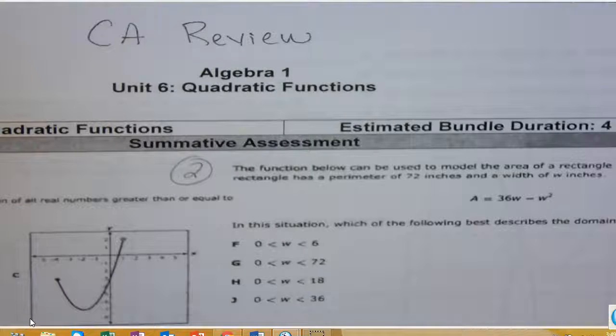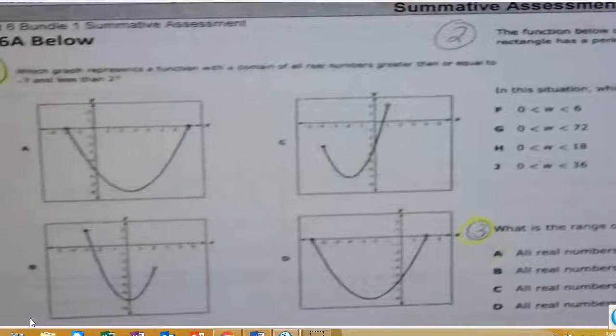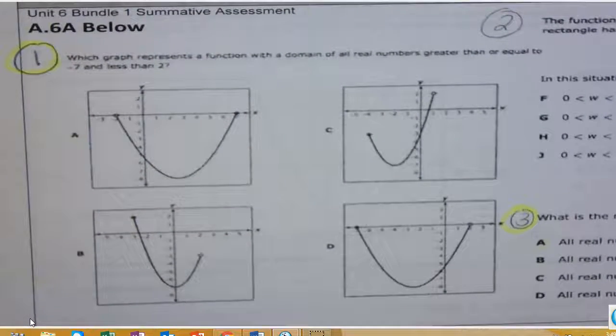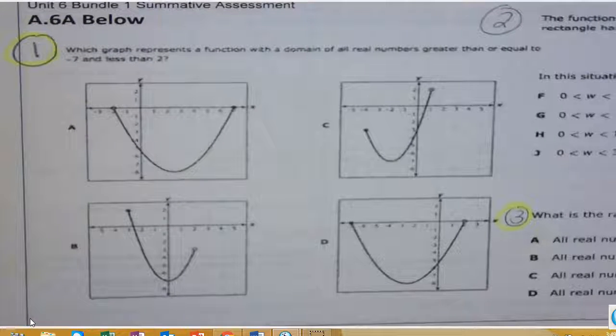Okay guys, we are going to do the CA review. I will put all the answers on a blank sheet, so this is just the review. I'm just going to pick a couple of questions and work those out. The first question is going to be number 1. I'm going to go fairly fast, but if you have any questions, by all means come in and see me tomorrow.